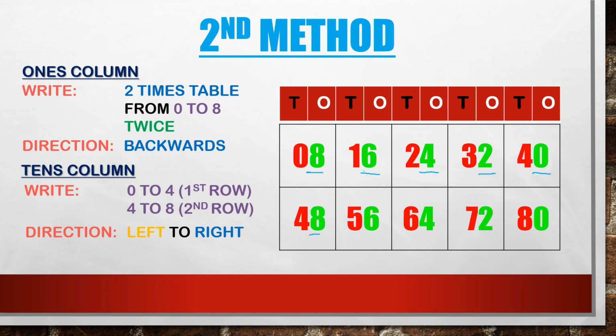You can see that in the first row, the 2 times table is written backwards from 8 till 0. And the tens, we have 0 to 4 in the first row and 4 till 8 in the second row. So, it absolutely worked and we have our 8 times table.